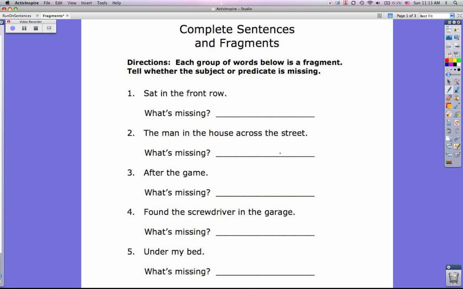Fragments. Here we go. Read each group of words below. Each group of words below is a fragment. Tell whether the subject or predicate is missing. Let's try some of these.